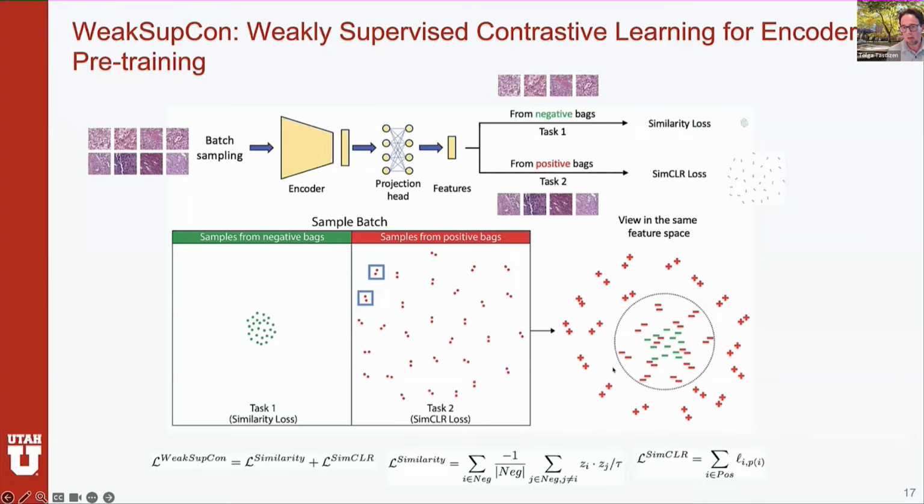The negative patches, so the normal parts of the tissue in the cancer site, the negative patches in the positive bags, actually look like the negative patches from the negative bags. So they're going to be encoded similarly by our model, right? So in the middle of our representation space, we expect this overlap between negative patches from both negative and positive bags. And then further away, we expect the positive cases.